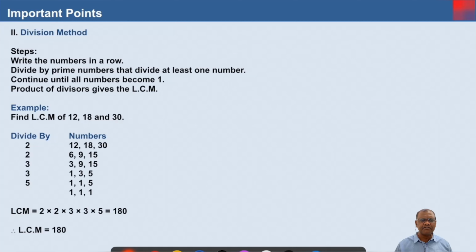So, let us start dividing with the smallest prime number 2. So, if we divide 12, 18 and 30 by 2, 12 is divisible 6 times, 18 divisible by 2 9 times and 30 is divisible by 2 15 times. So, in this way you should go on dividing till you get all ones. So, what are all the divisors here? 2, 2, 3, 3 and 5. So, if you multiply all of them, you will get 180. So, that is the LCM of 12, 18 and 30. So, this is the division method of finding the LCM.